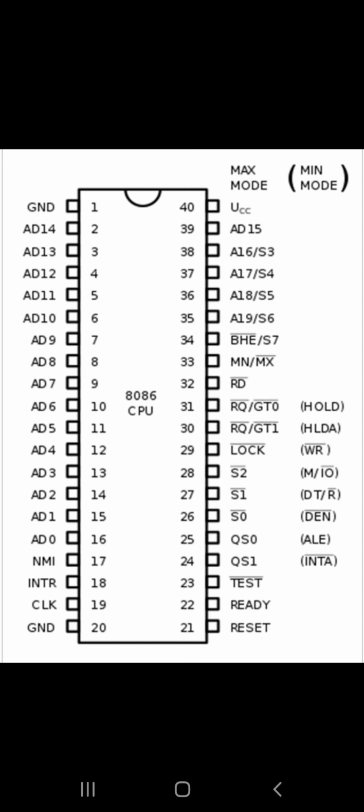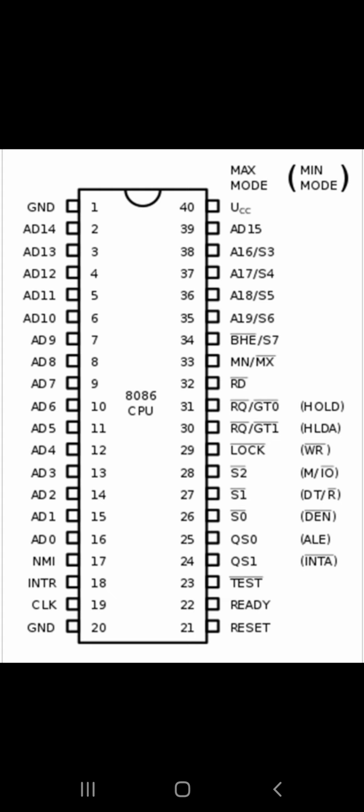For example, what I want to tell you is this: the BHE is used along with the S7 pin to know that right now the 8086 is accessing how many bits of information. If BHE is 0 and S7 is also 0, that means all 16 bits will be accessed. And if BHE is 0 and S7 is 1, that means the upper byte of the 16 bits is being accessed.